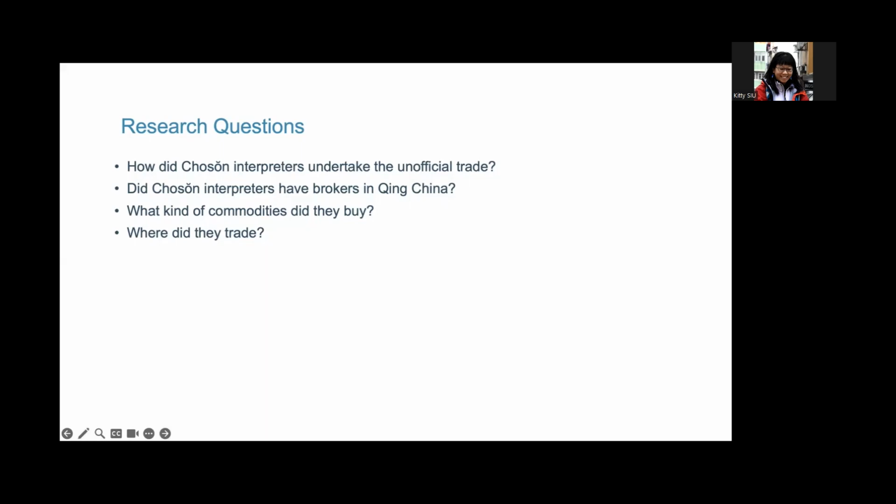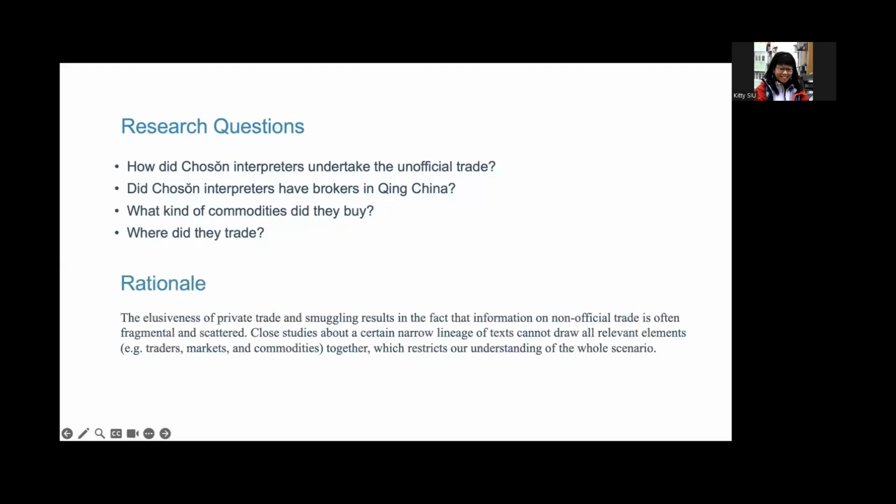So my research actually focused on these 4 questions. How did they undertake the unofficial trade? And whether Chosŏn interpreters had brokers in China? Because I think by themselves, it might be difficult to conduct a trade. But if they have friends or brokers in Qing China, maybe it will be easier to conduct unofficial trade. And what kind of commodities they bought from China and where they conducted the trade.